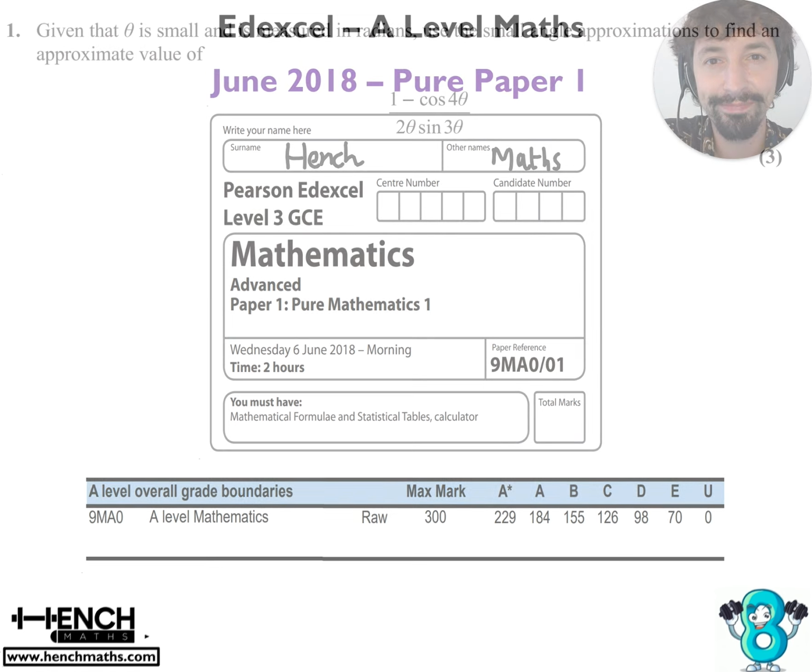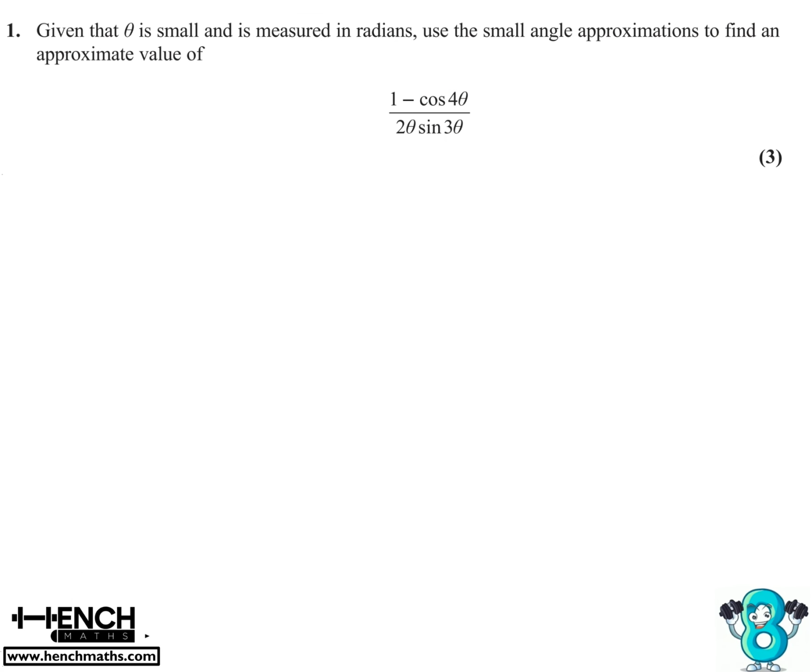Question 1. Given that theta is small and is measured in radians, use the small angle approximations to find an approximate value of (1 subtract cos 4 theta) all divided by 2 theta sine 3 theta. So let's remind ourselves of the small angle approximations.